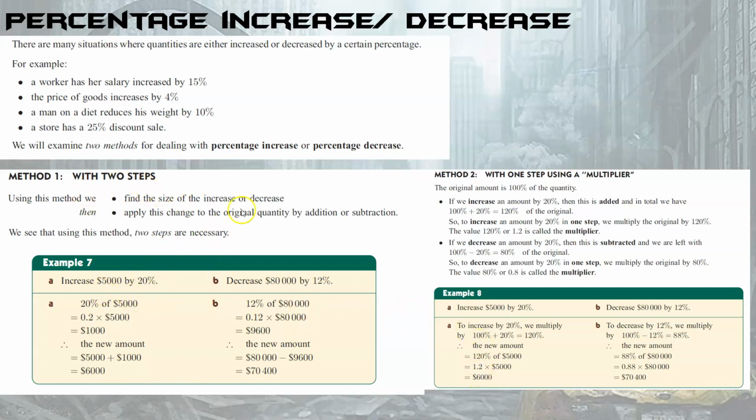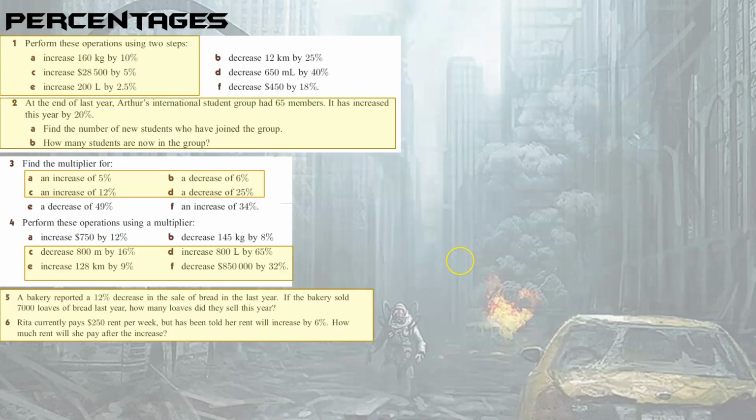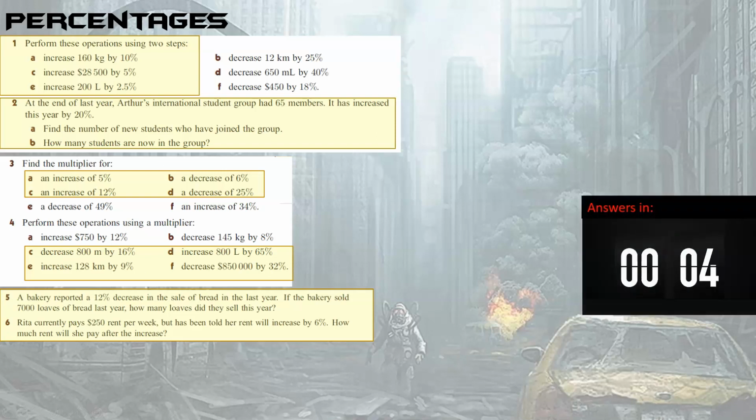The two-step method is this one, and the multiplier method is figuring out the total percentage first and multiplying the value by it. Have a go at these questions here where it tells you specifically we're using the two-step process to start with. And then in these questions, we're using the multiplier process. Answers will be up in 5 seconds.